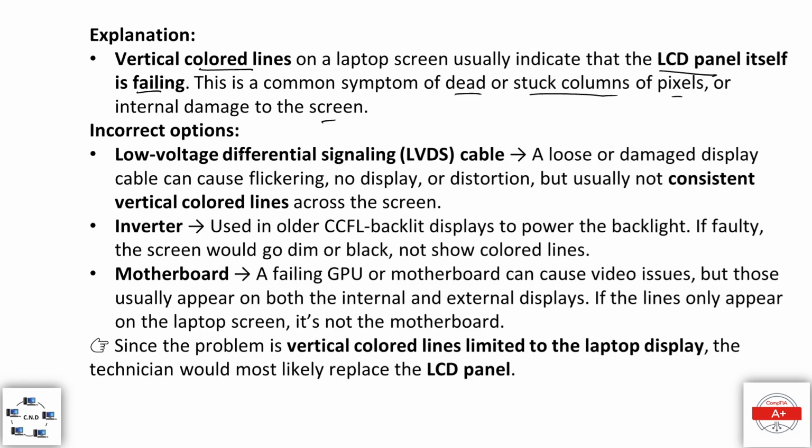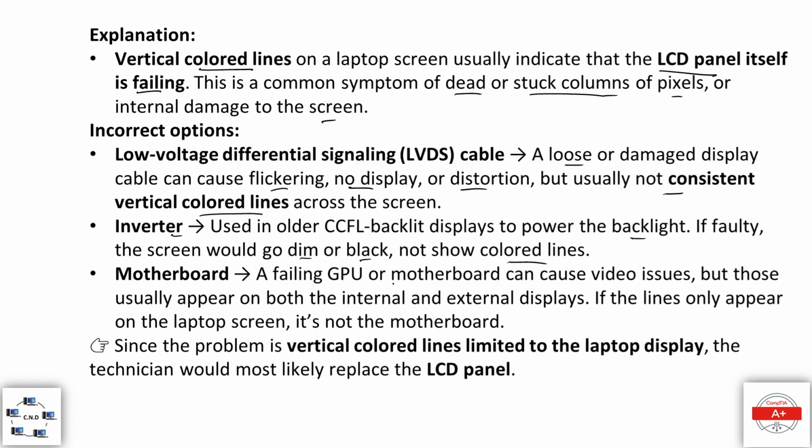Incorrect options. Low voltage differential signaling cable: a loose or damaged display cable can cause flickering, no display or distortion, but usually not consistent vertical colored lines across the screen. Inverter: the inverter is used in old CCFL backlit displays to power the backlight. If faulty, the screen would go dim or black, not show colored lines.